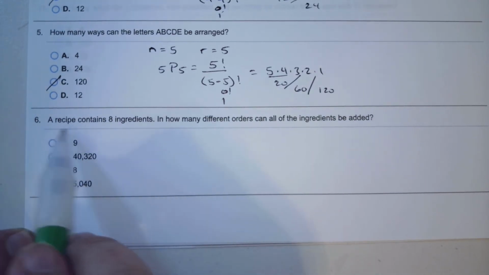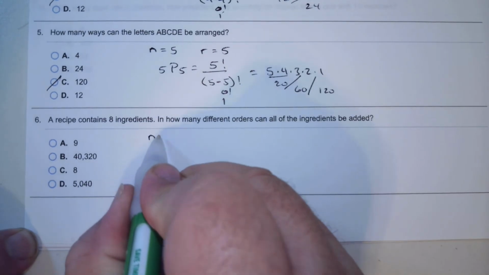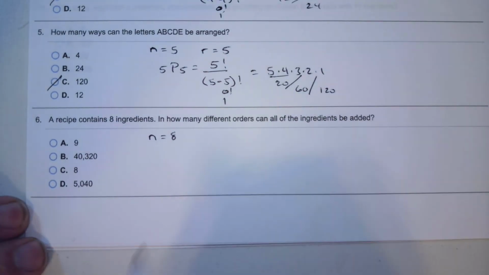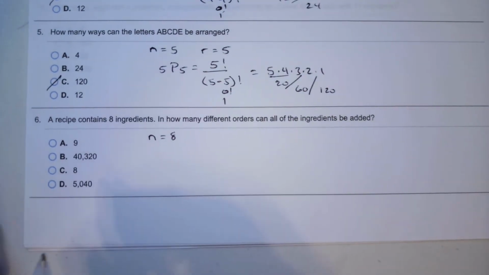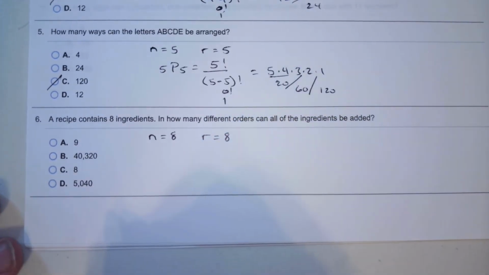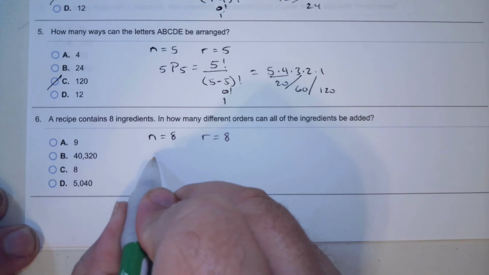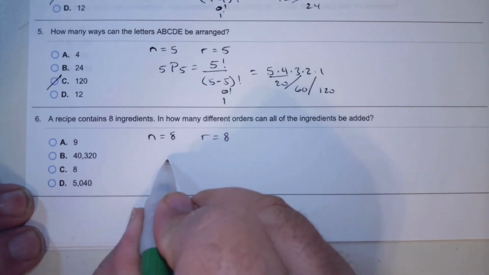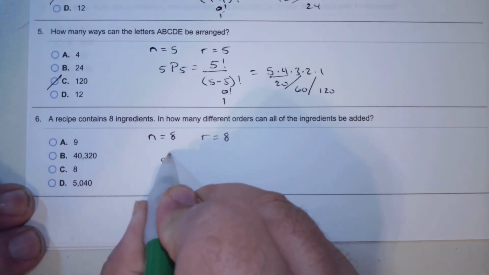Number 6. A recipe contains 8 ingredients, so n is 8. In how many different orders can all of the ingredients be added? Again, how many different ways can that be combined? We have to use all 8 of them, and order does matter because the way you put things in the pot matters. So it's another permutation.